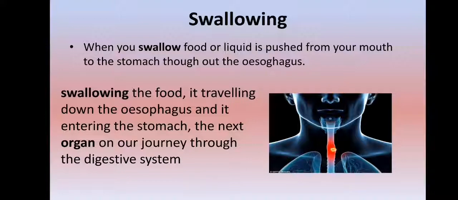The next process is swallowing. When the pieces of food are small enough, we swallow them. When you swallow, food or liquid is pushed from your mouth to the stomach through the esophagus. So swallowing means the food travels from your mouth to your stomach through the esophagus. It travels down the esophagus and enters the stomach. And the stomach is the next organ in our journey through the digestive system.